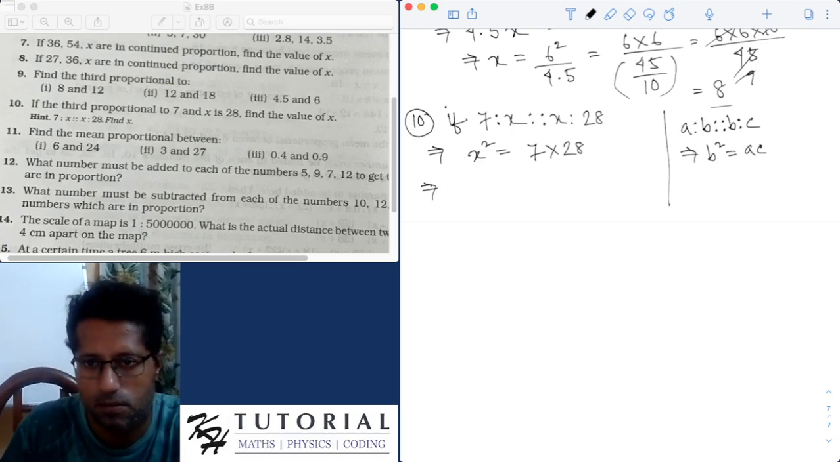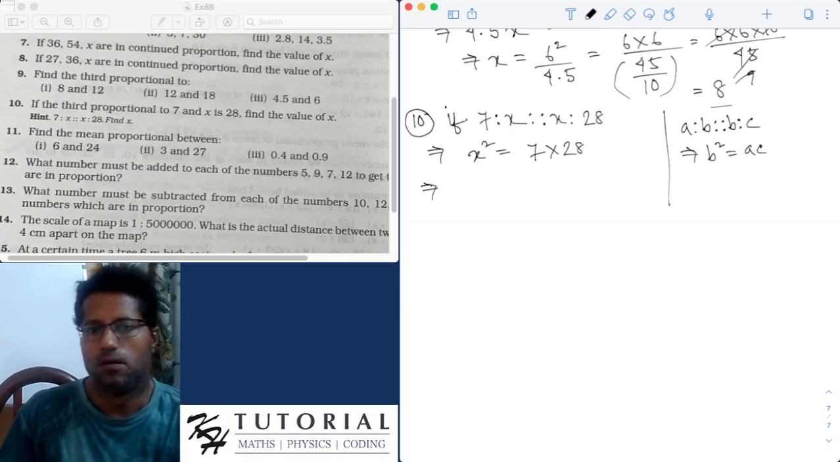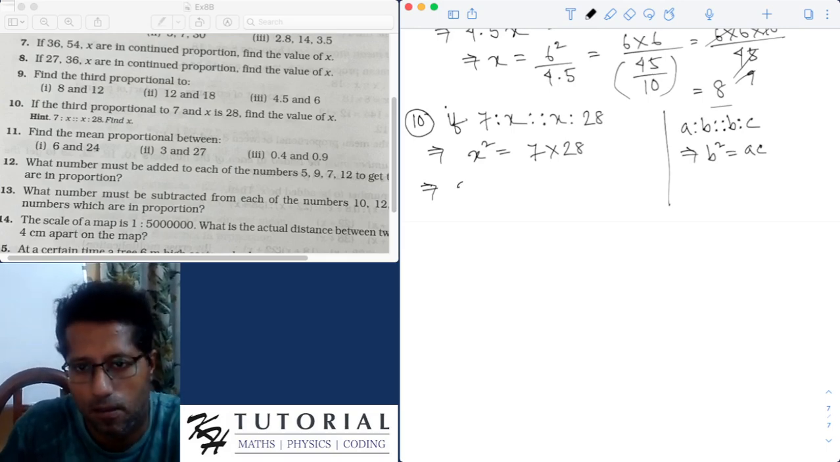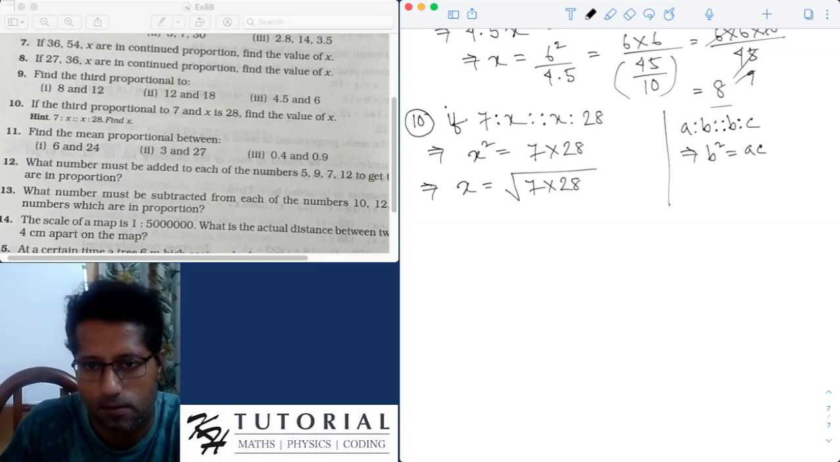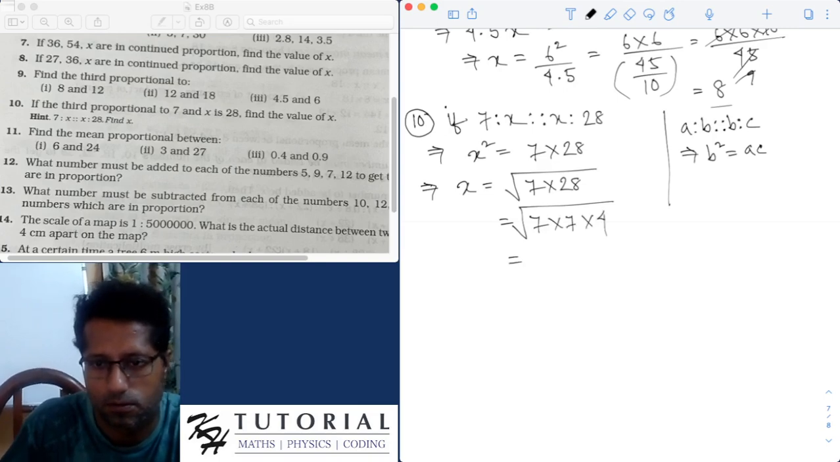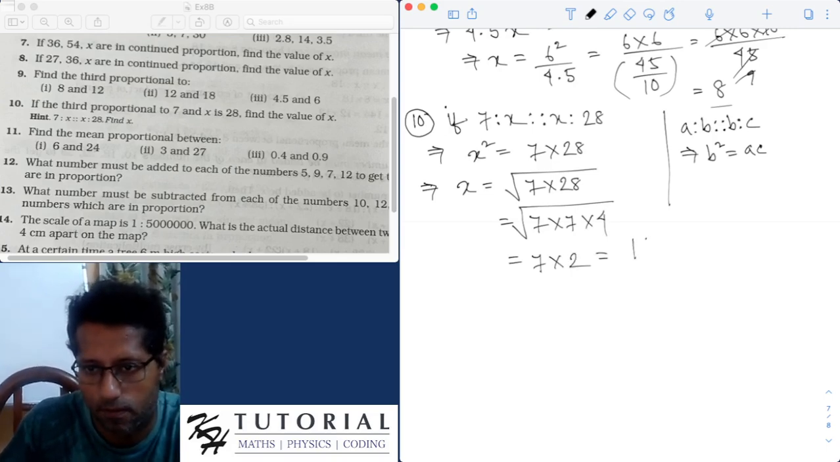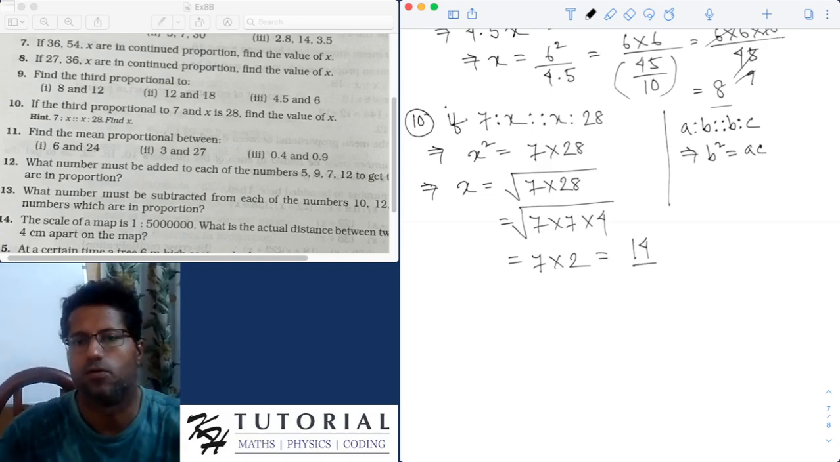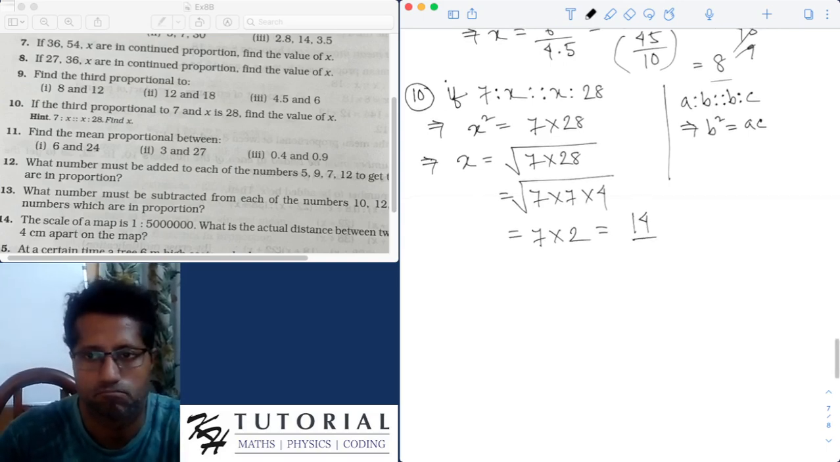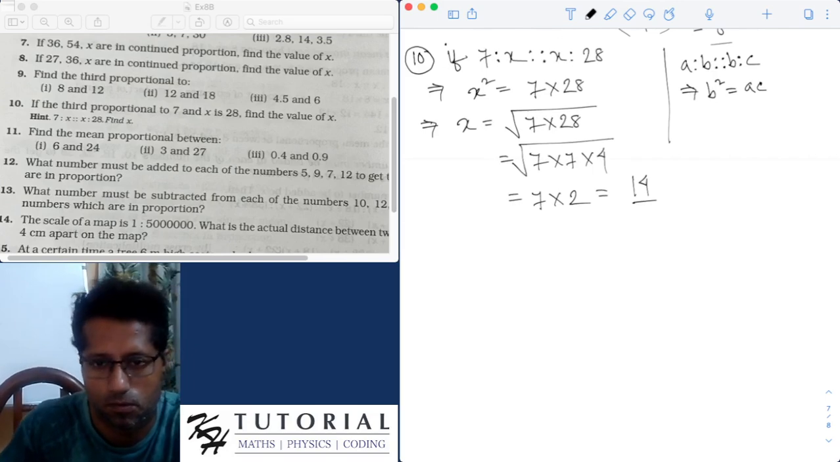So this implies x equals root over 7 into 28. This is root over 7 into 7 into 4. This is 7 into 2, that is 14. So x is 14. Okay, let's do problem number 11.